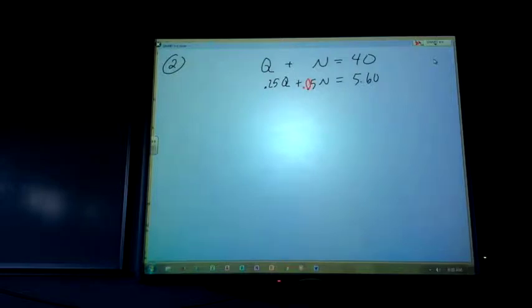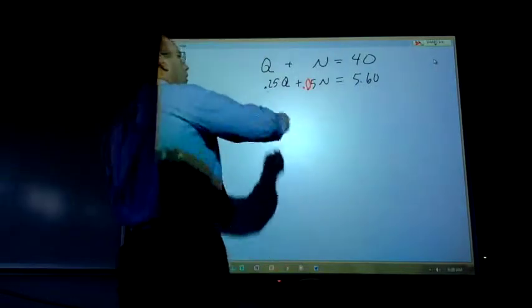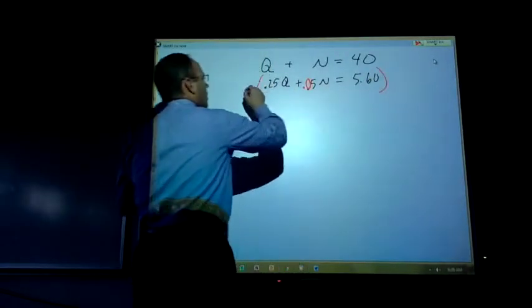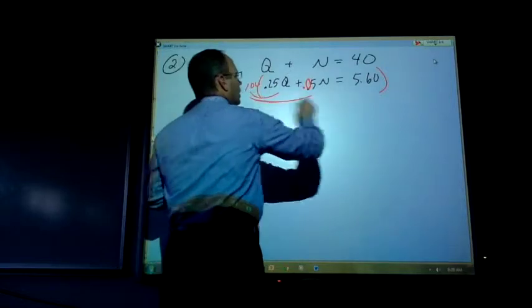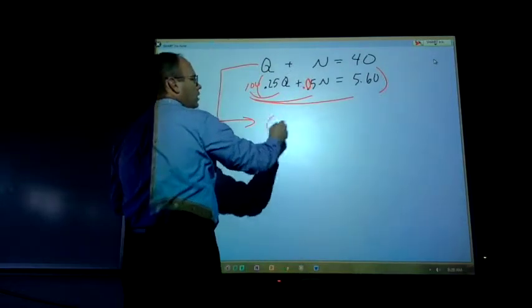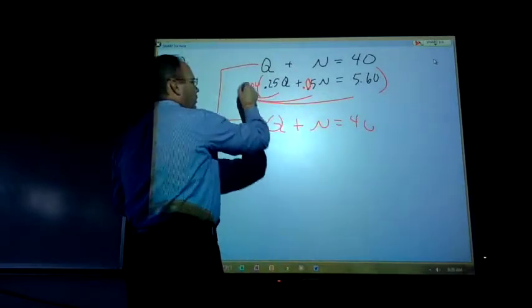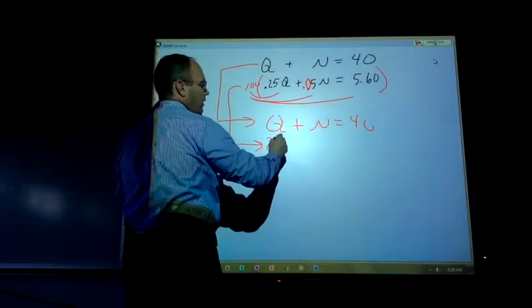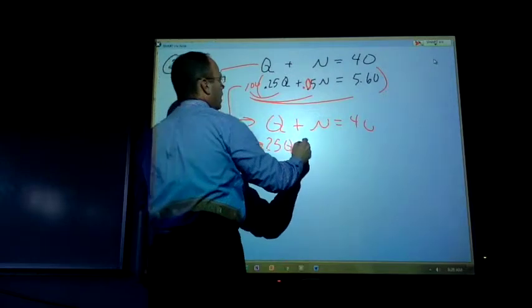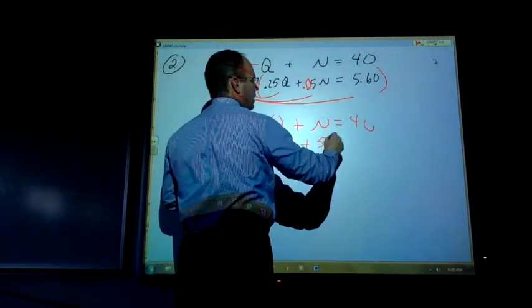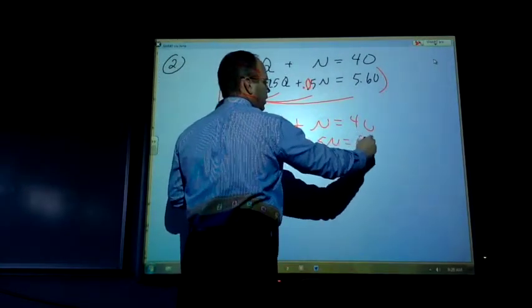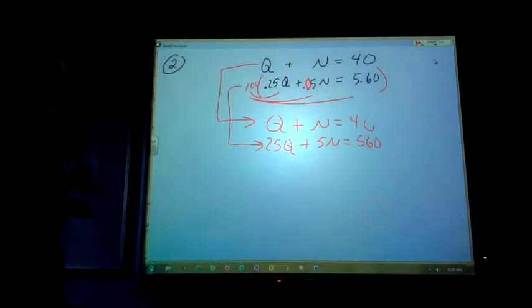Matt, turn around and tell them. So if I multiply by 10, the decimal moves 1 place right. If I multiply it by 100, it moves 2 places. So I'm going to bring this one down here so it's easier for us to keep track of. And then this one will come right here. So I get 25Q plus 5N equals 560. Okay?